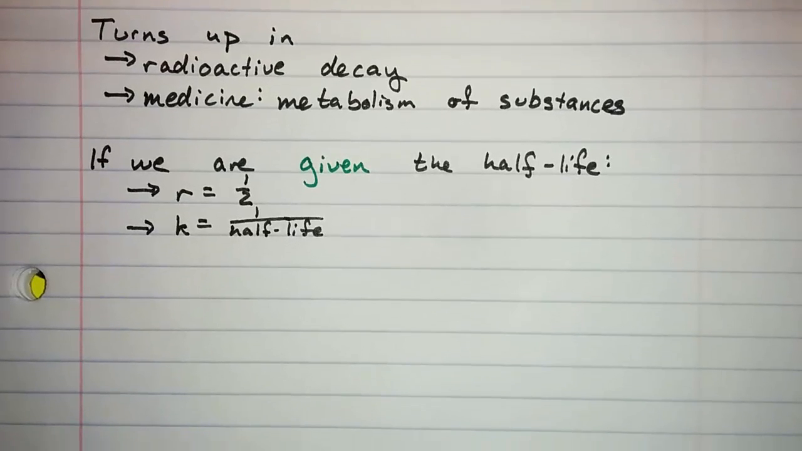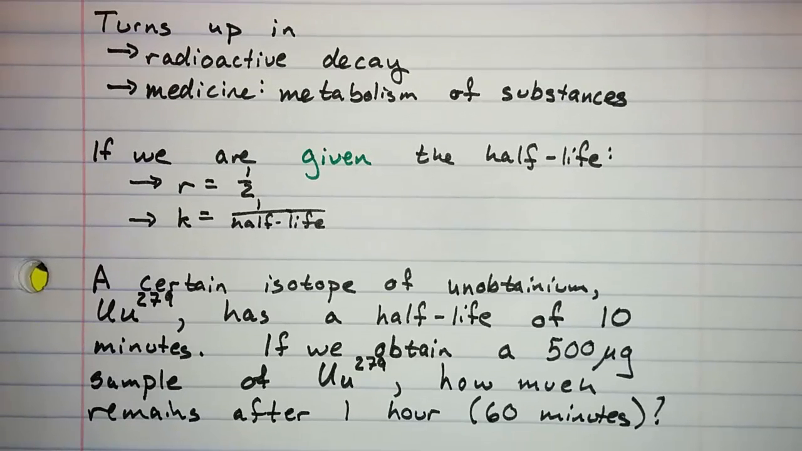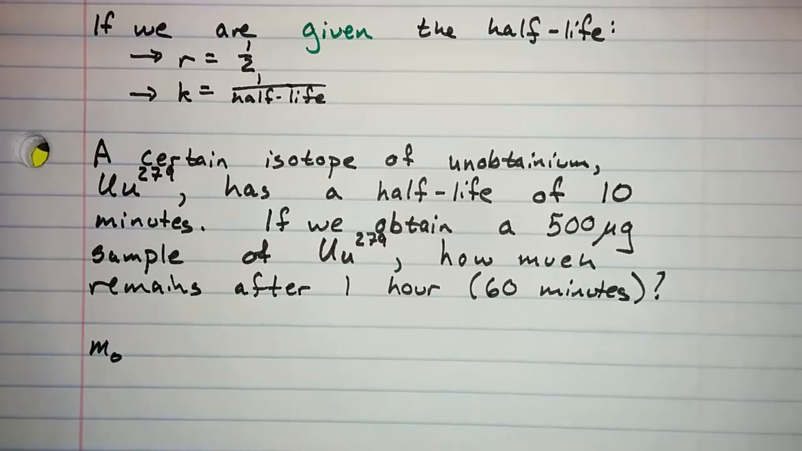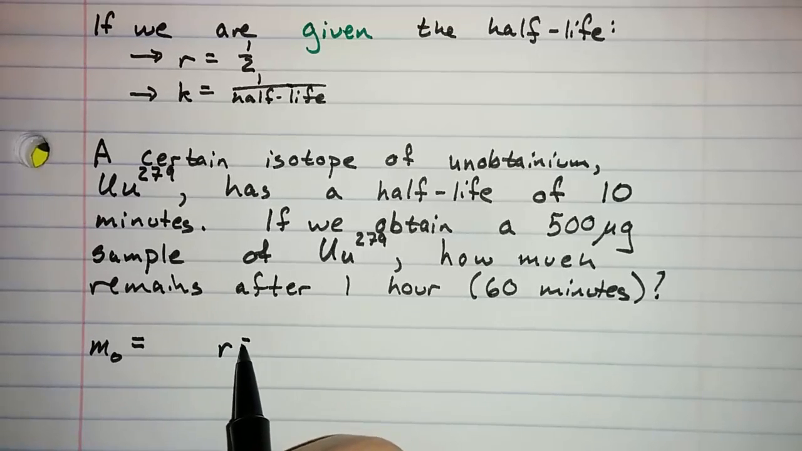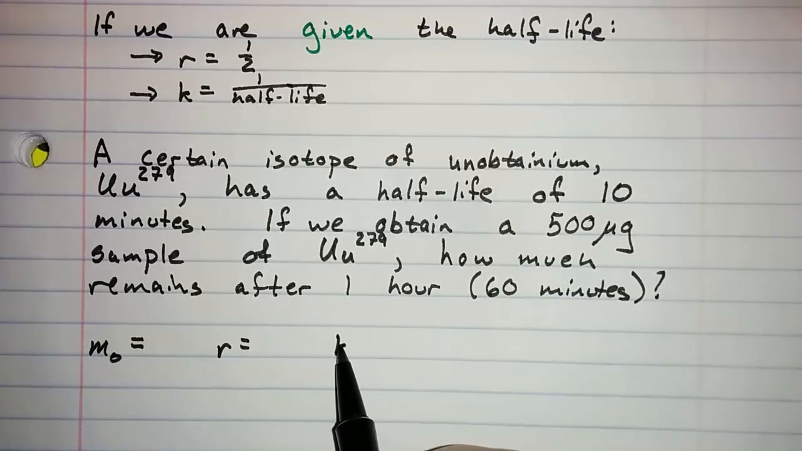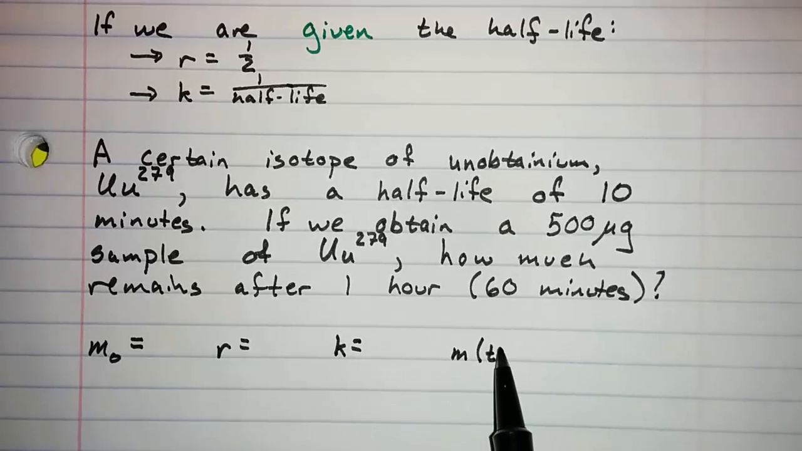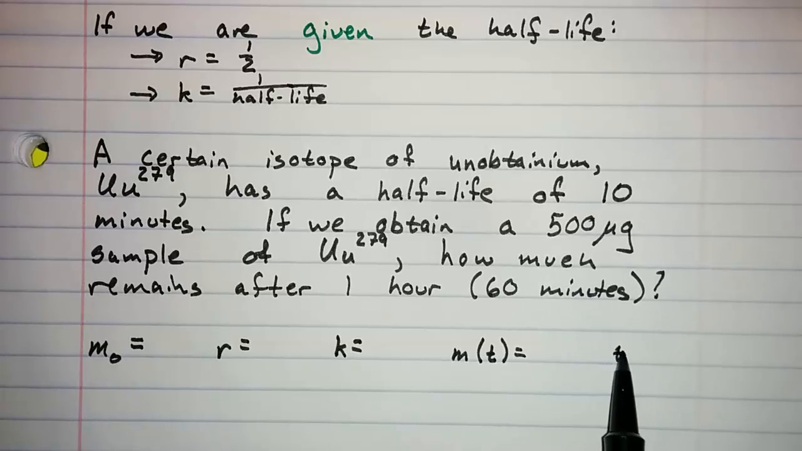Let's see an example. Suppose a certain isotope of unobtainium, UU-279, has a half-life of 10 minutes. If we obtain a 500 microgram sample of UU-279, how much remains after 1 hour, that is 60 minutes? Right, so we're talking about a mass. We're interested in the initial mass, the common ratio, the scale factor, the mass after some time, and the amount of time.